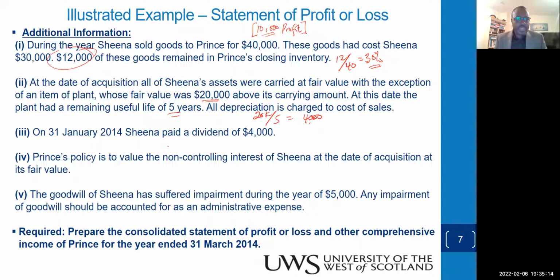Right. Good. On 31st, the subsidiary paid a dividend of 4,000. Remember, we don't own every part of the subsidiary.